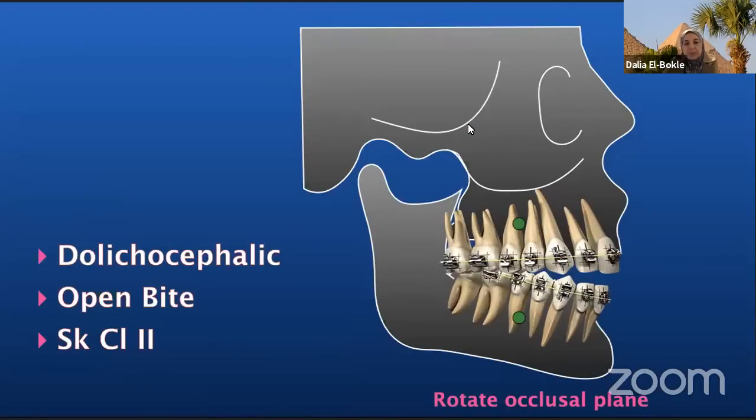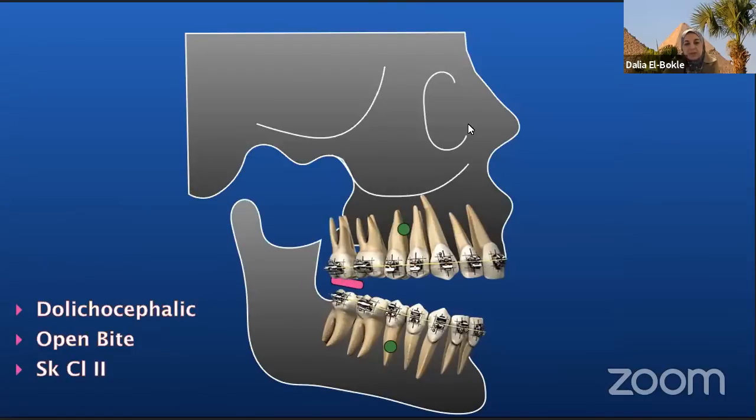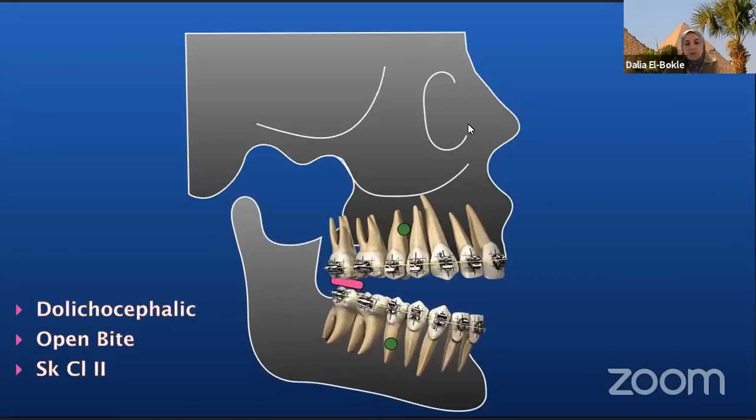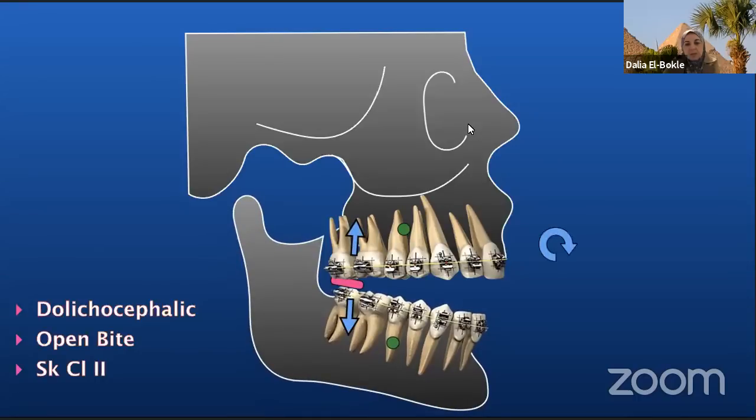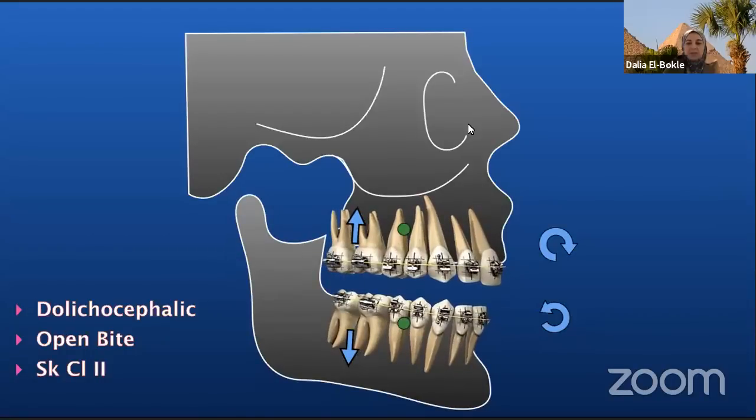So for dolichocephalic patients, or open bite cases, or skeletal class 2 cases, we would like to rotate the occlusal plane like so. So the best way in such cases is to place the bite razor on the back molars or the posterior teeth. This way, we can intrude the posteriors, and you can see here that the intrusive forces are distal to the center of resistance of both the maxilla and the mandible, and this will result in downward rotation of the upper arch anteriorly, whereas it will result in upward rotation of the lower arch anteriorly. So we will have this result in the end.